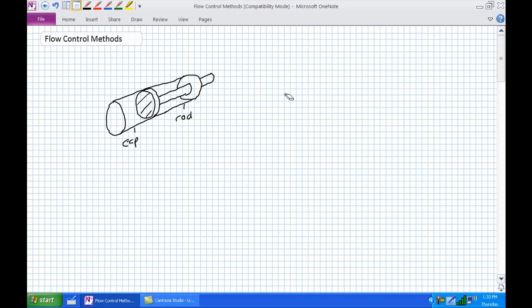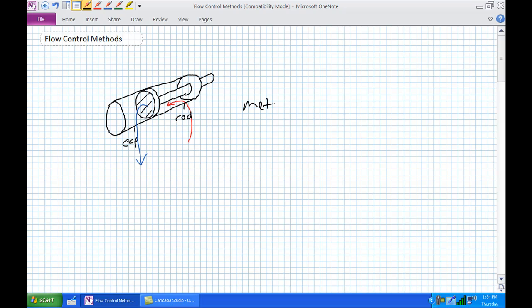Does the speed on retraction depend on how fast the rod end is filled, or does it depend upon the speed at which the cap end is drained? The answer is, again, both. Both will influence the speed at which this cylinder is retracting. Okay? So we've hit upon two key means of controlling actuator speed.